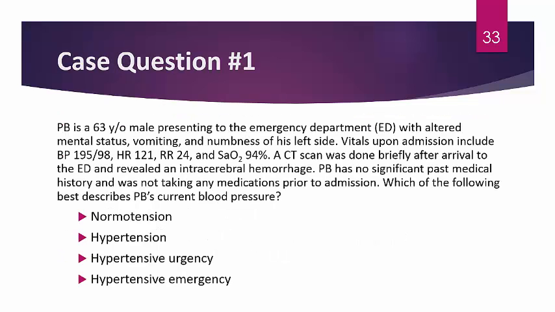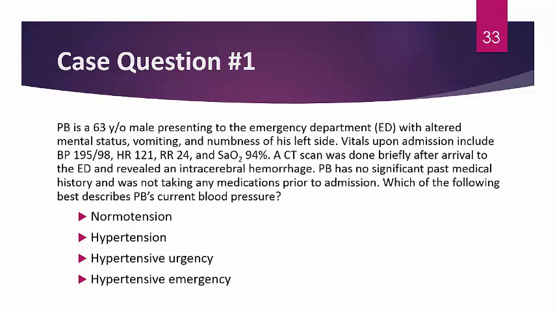And now we'll go back to our initial patient case. So we have PB, a 63-year-old male, presenting to the ED with altered mental status, vomiting, and numbness of his left side. He came in hypertensive with a BP of 95/98, heart rate of 121, respiratory rate of 24, and an oxygen saturation of 94%. CT scan done revealed an intracerebral hemorrhage. He has no past medical history and was not taking any medications prior to admission.